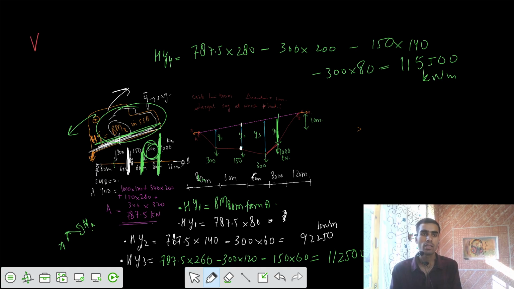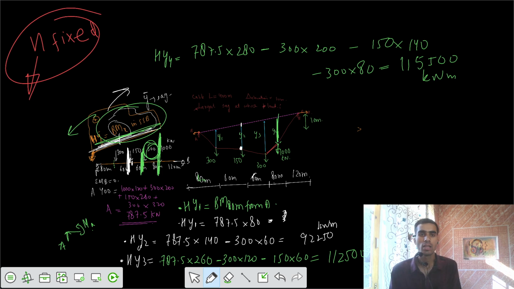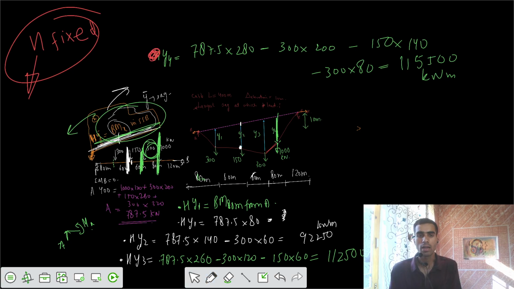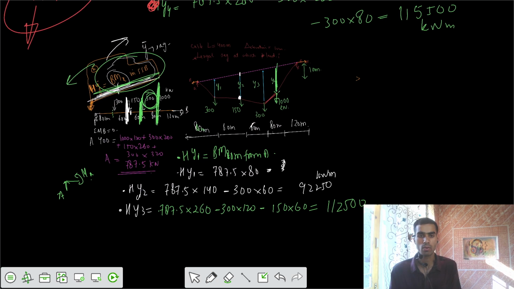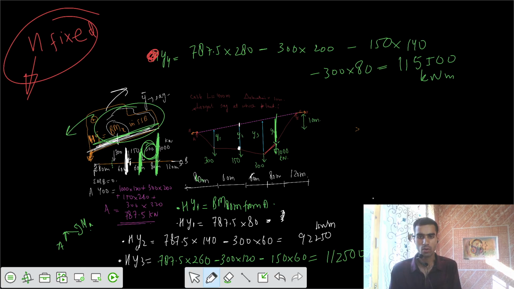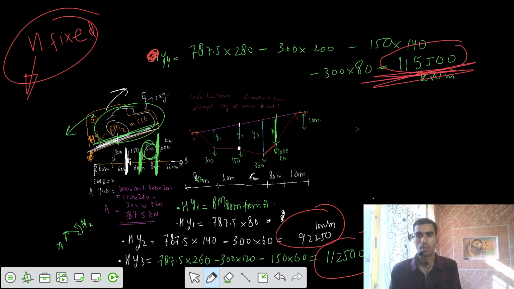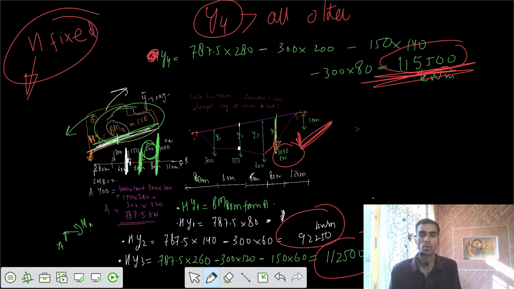Based on those values, since your value of h is constant, h is not changing, so h is fixed. If I compare only the values of y1, y2, y3, y4, based on these values we have 92250, 112500, 115500. I would say this value is bigger than the others. That means y4 is greater than all others. That means the sag developed at location 4, where the load of 1000 kilonewton was there, is maximum.